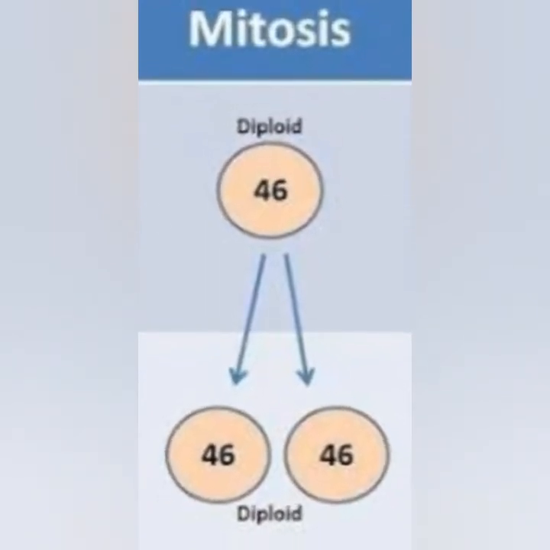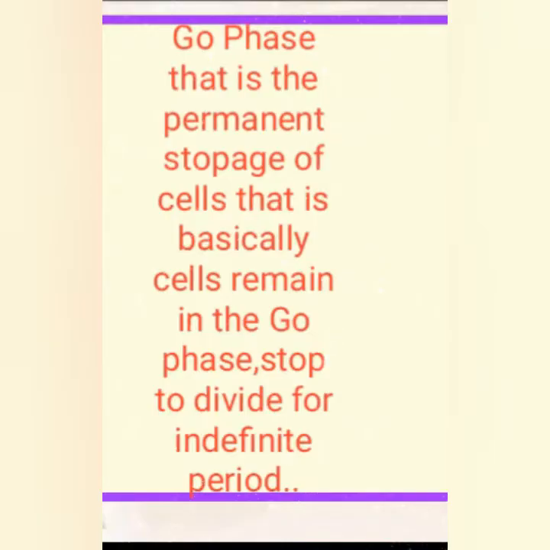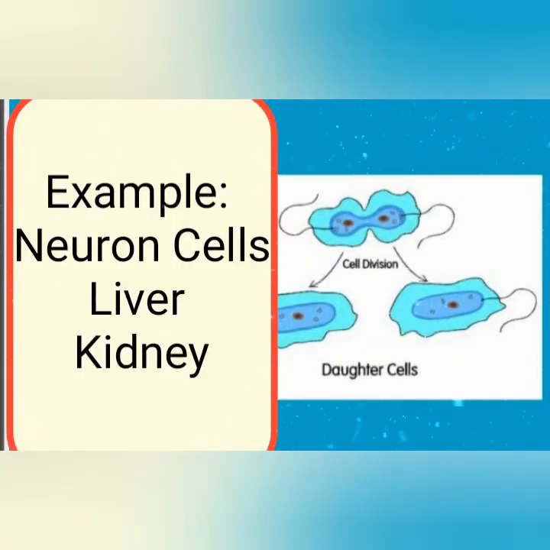There is also a phase, that is the G0 phase, that is the permanent stoppage of the cells. Basically, cells remain in the G0 phase and stop dividing for an indefinite period, for example the neuron cells. Some of the cells of the liver and kidney also remain in G0 phase. They never divide.